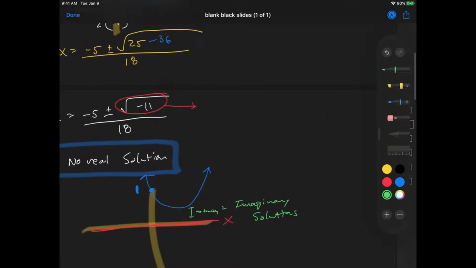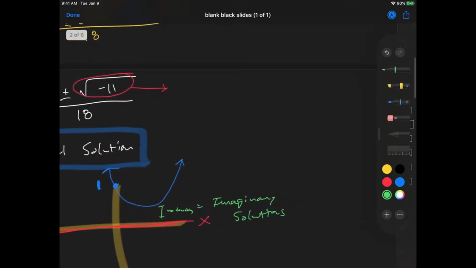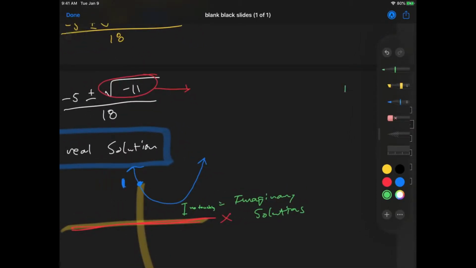So you need some kind of information that i equals the square root of -1. Okay, so i basically means imaginary. How do I apply that for that -11? So you would do something like this. You would have the square root of -1.